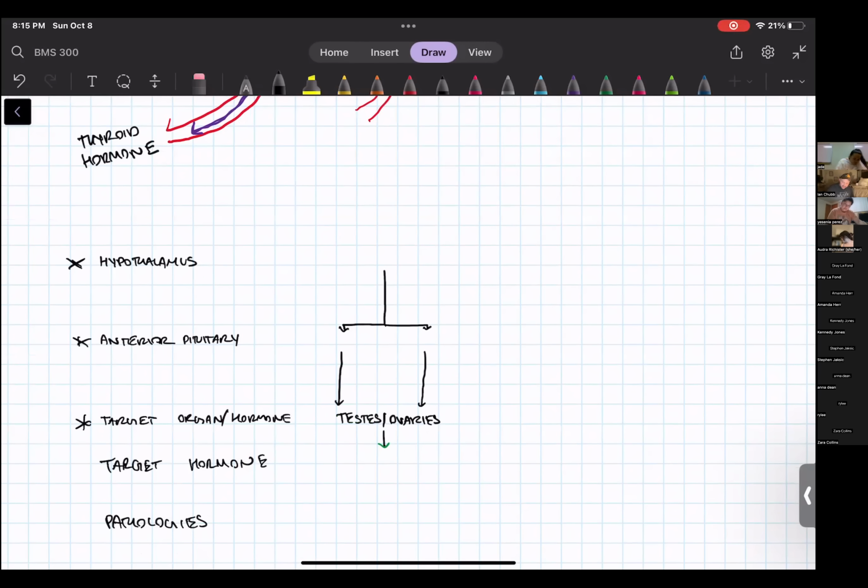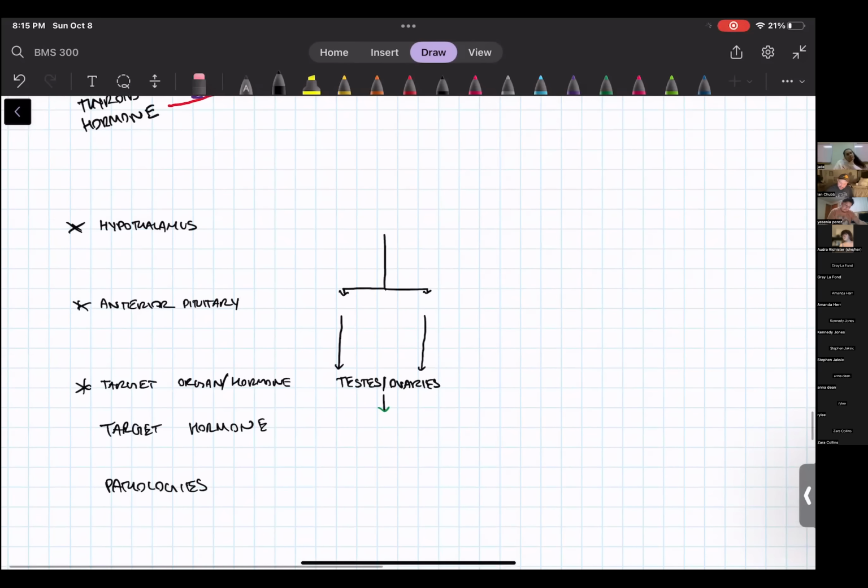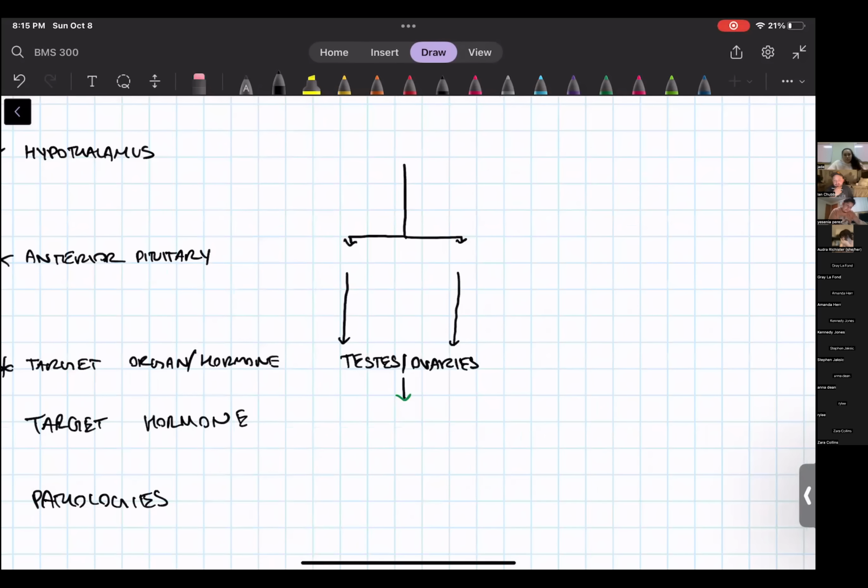So starting with which one acts on the testes and the ovaries. I left the target organ there so we could at least have somewhere to start. But I'm going to make you guys answer these because I need you to know them. That would be gonadotropin releasing hormone, right?